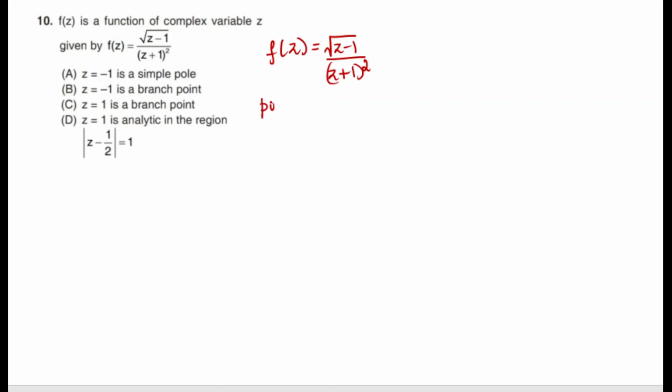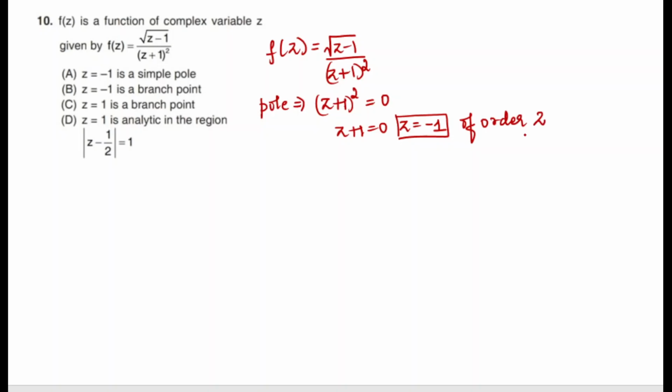Now, how to find the pole? I have solved similar questions. The denominator is (z plus 1) whole square, and I equate it to 0. So z plus 1 equal to 0 means z equal to minus 1, a pole of order 2. That we must keep in mind. If the order of a pole is 1, we call it a simple pole.